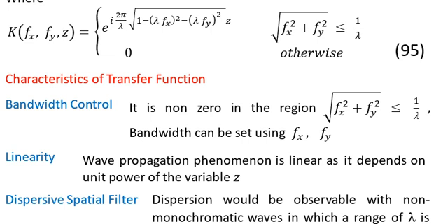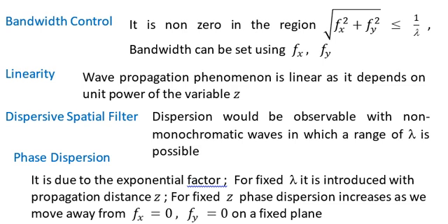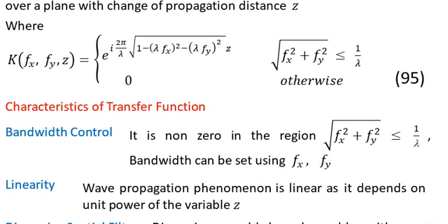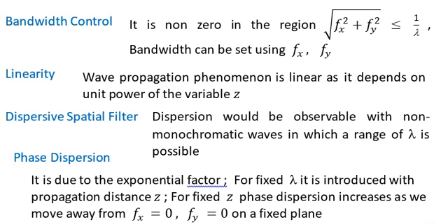Linearity. The wave propagation phenomenon is linear as it depends on the unit power of the variable z. You can see that in the exponential part we have a single power of z, which means the wave propagation phenomenon is linear. Next, dispersive spatial filter. Dispersion would be observable with non-monochromatic waves in which a range of lambda is possible. In this expression we have only a single wavelength, but if many wavelengths are present, then for each wavelength the K value will be different. So we shall have the dispersive spatial filter in that case.